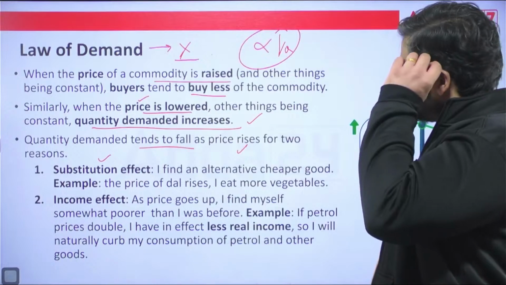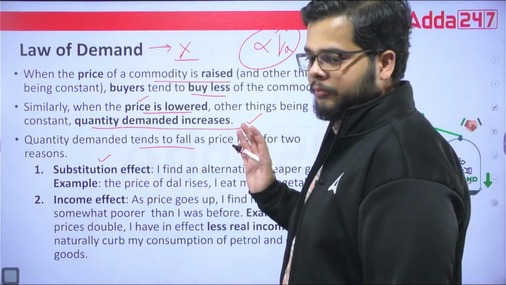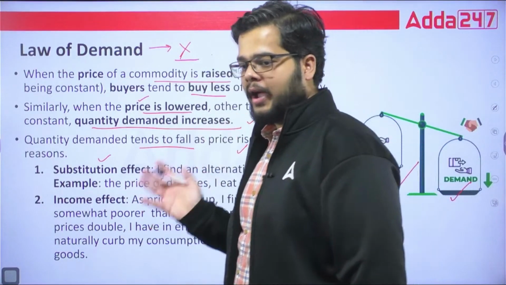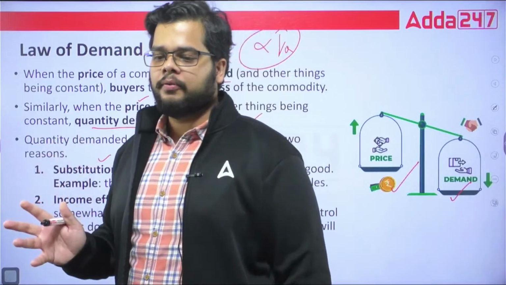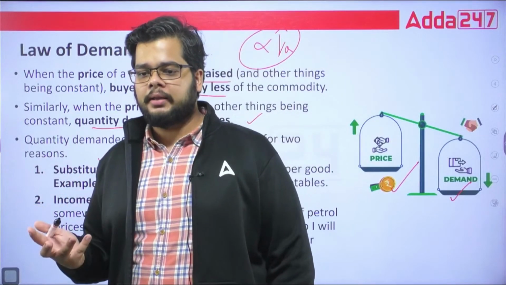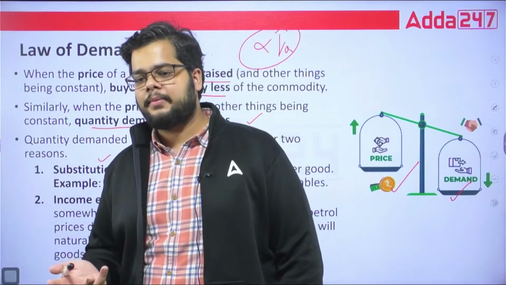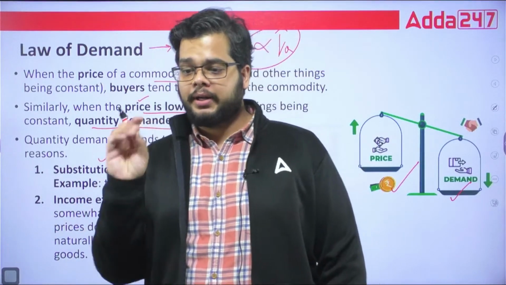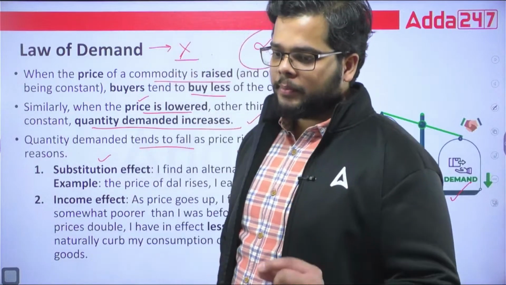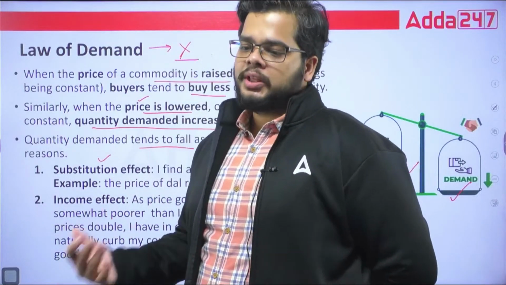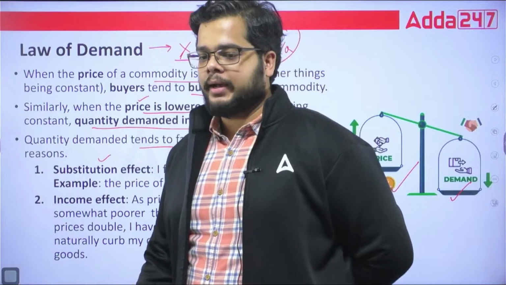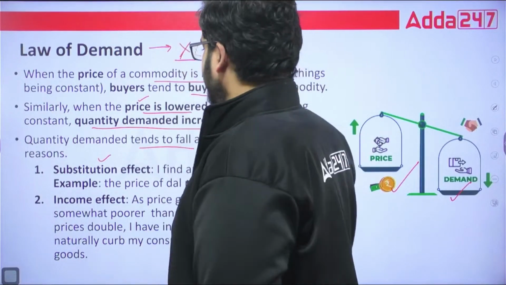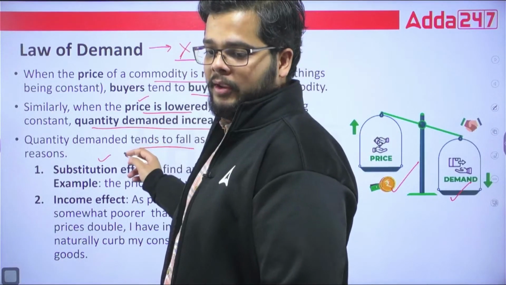Now substitution is from the word substitute. If you have a substitute for any commodity, because in demand and supply we are measuring the demand and supply of a commodity, of a product. So for a particular product, if we have a substitute in the market, then definitely this particular relation will be valid.